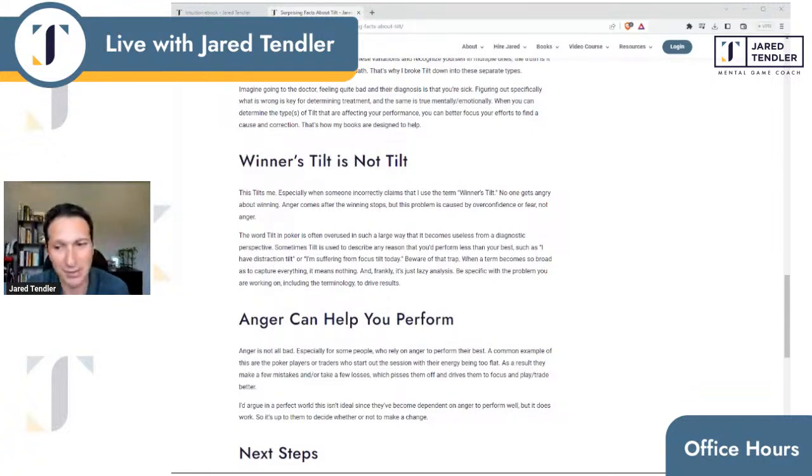And winner's tilt, I think, is just a really bad and distracting term, right? For me, tilt is anger. Nobody's angry when they're winning. What you are is either overconfident or fearful, in which case you're playing badly or making poor trades because of that emotion. Either the fear or the overconfidence, not the anger. I just don't think that is helpful in being able to work towards a solution. You have to figure out which one of those two you're struggling with.